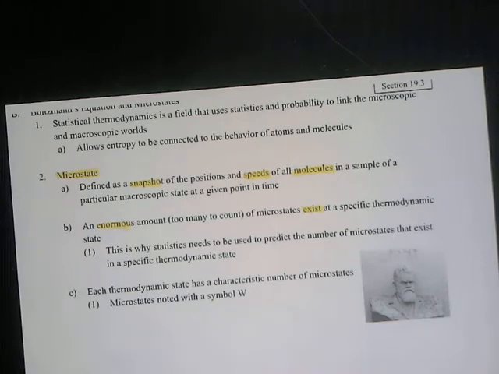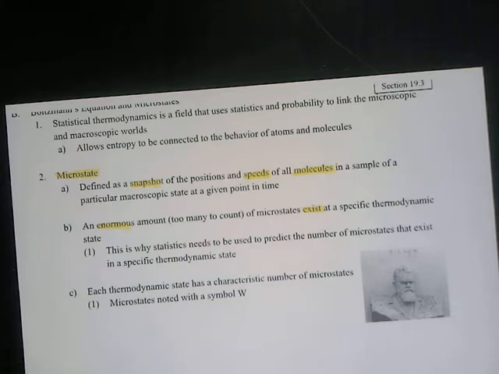He used statistical probability to link the microscopic and the macroscopic worlds together. He did this via what he knew about entropy, and we'll get to that in a second in the formula that he used. What he did here is he used these items called a microstate. Now, a microstate is defined as a snapshot of the positions and speeds of all molecules in a sample of a particular macroscopic state at a given point.